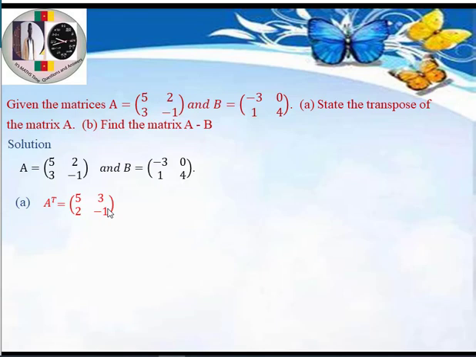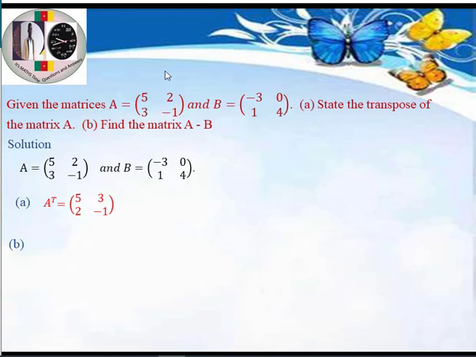The B part of this question says that we should look for A minus B. So one thing I want us to note is that for us to add or subtract two matrices, the matrices must have the same order, because we subtract the corresponding entries, meaning that we subtract or add 5 and minus 3, 2 and 0, 3 and 1, minus 1 and 4. So if matrices don't have the same order, we can't add or subtract them.